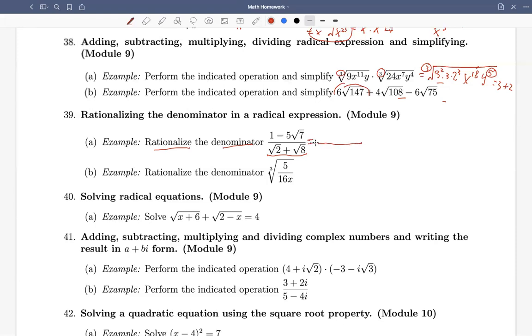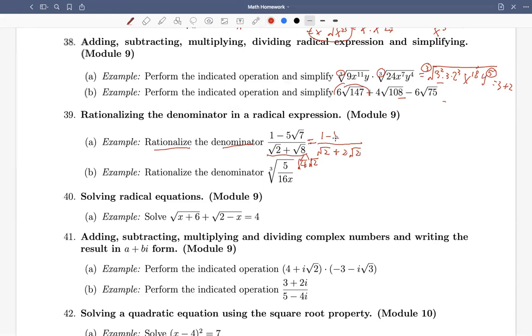But how do we change these irrational numbers into rational numbers? Oh, let's make an equal sign. Square root 2 and square root 8 are related. Square root of 8 is 2 radical 2, right? Because 8 is 4 times 2, and square root of 4 is 2. So square root of 8 is 2 radical 2.